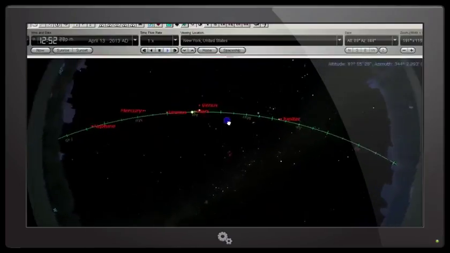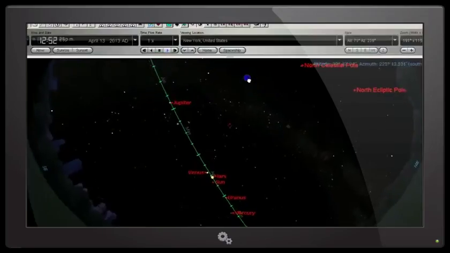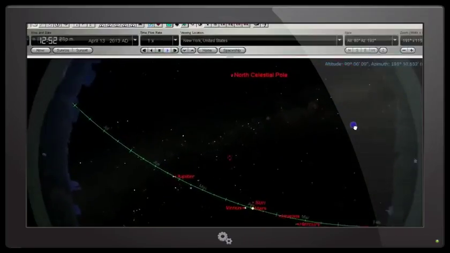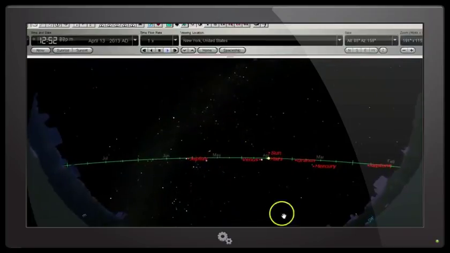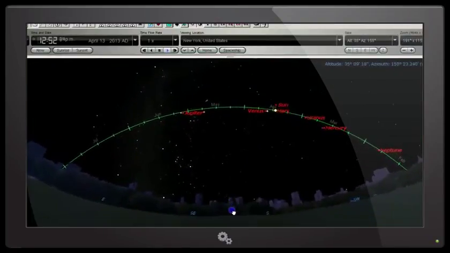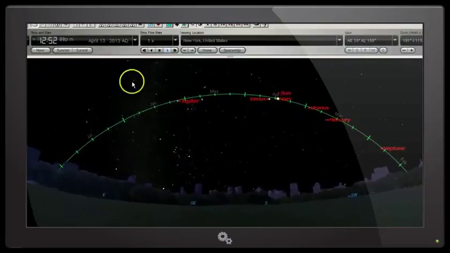And again, this is the north ecliptic pole, so this here is above the ecliptic, and this is below the ecliptic. So even from New York or anywhere in the northern hemisphere, we can see well below the ecliptic. That's not a problem. But what if we change our location? What I'm going to do is change our location to Auckland, New Zealand in the southern hemisphere.